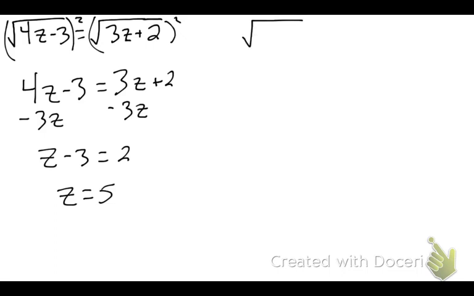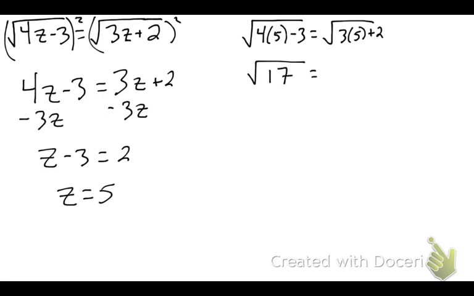So going back to the original problem, the square root of 4 times 5 minus 3 should equal the square root of 3 times 5 plus 2. Well, 4 times 5 is 20, and 20 minus 3 is 17. 3 times 5 is 15, and 15 plus 2 is 17. That's true. So we've confirmed that z equals 5 is our solution. So that one wasn't too bad. Just can't isolate them in this case, just need to start squaring things.